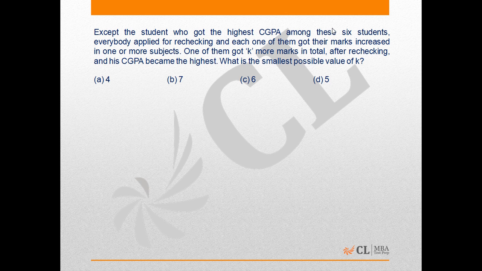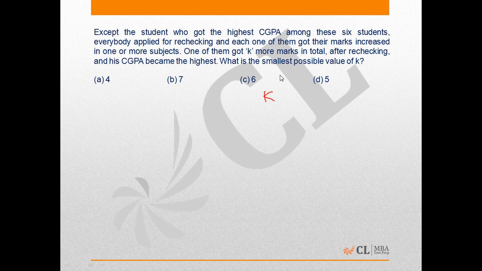In next question, it is given that except the student who got the highest CGPA among these 6 students, everybody applied for rechecking and each one of them got their marks increased in one or more subjects. One of them got K more marks in total after rechecking, and his CGPA became the highest. What is the smallest possible value of K?